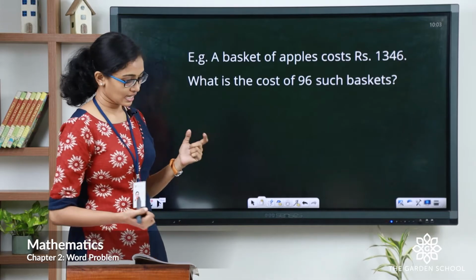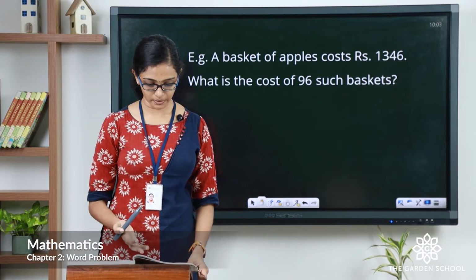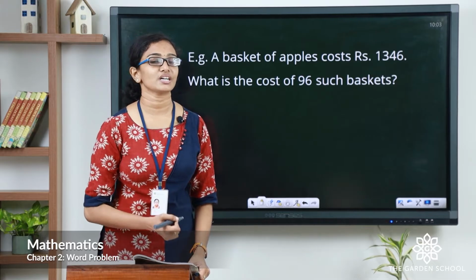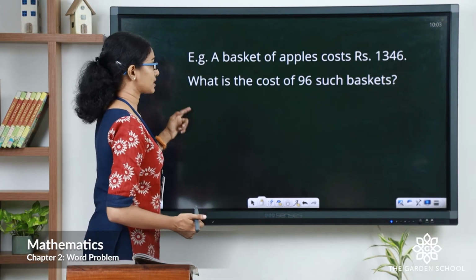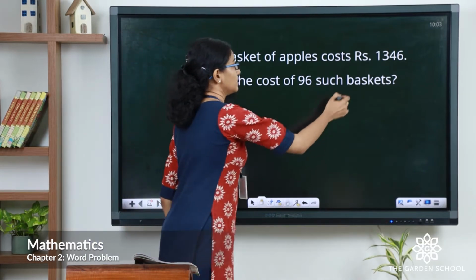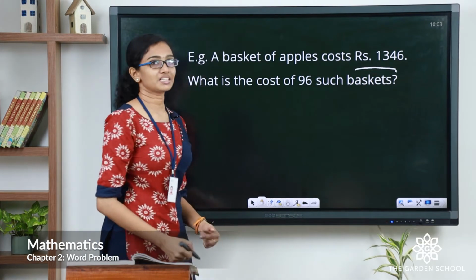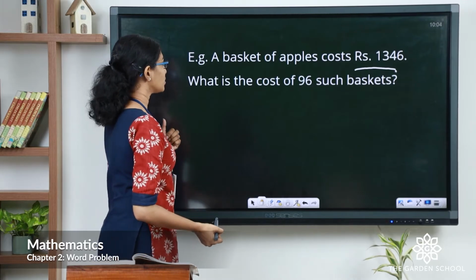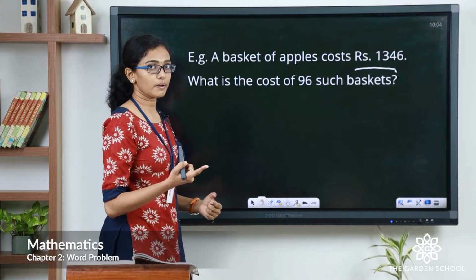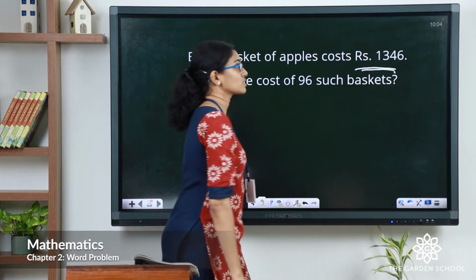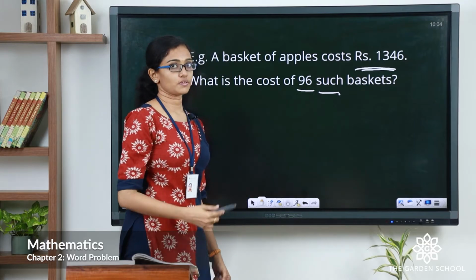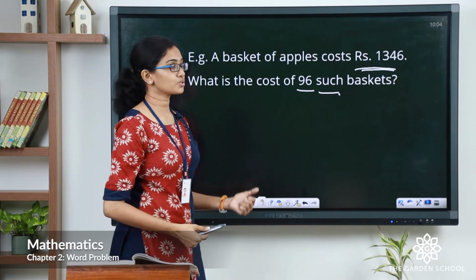Look at this question. A basket of apples costs rupees 1346. What is the cost of 96 such baskets? So in the question, you are given the cost of one basket of apple. How much is it? It is rupees 1346. And you are asked to find out the cost of 96 such baskets. So one basket costs rupees 1346. There are 96 such baskets. You have to find out the total cost of all these baskets.